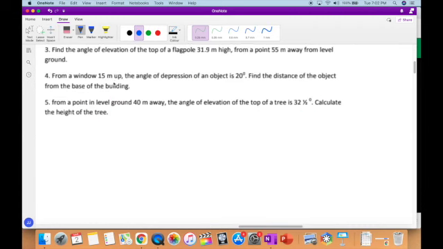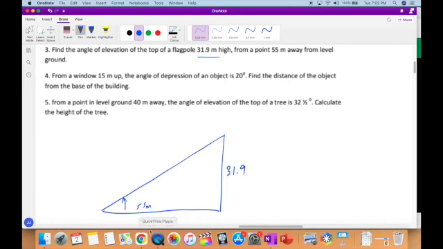Alright, so find the angle of elevation of the top of a flagpole. So I have a flagpole here, which is 31.9 meters high, from a point 55 meters away on level ground, and this is the angle of elevation.